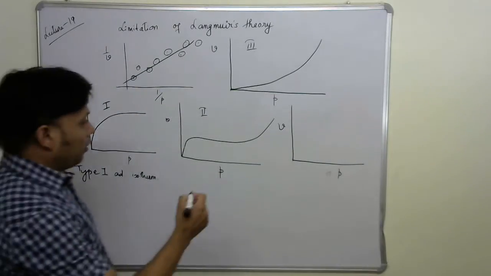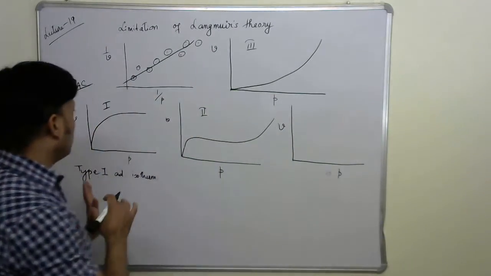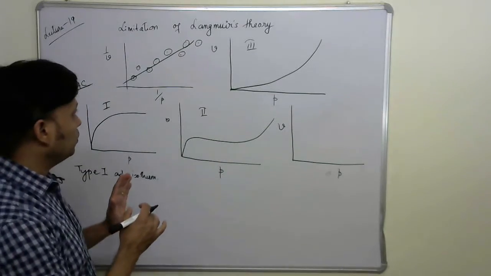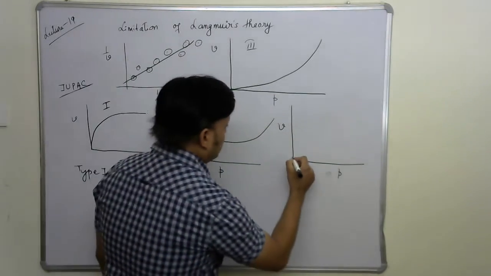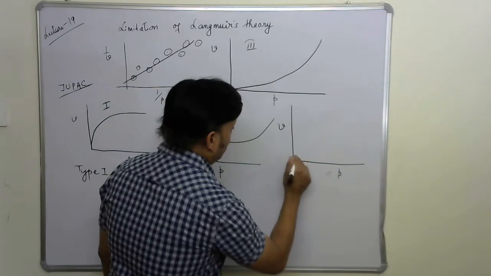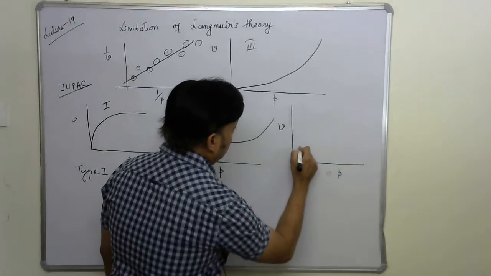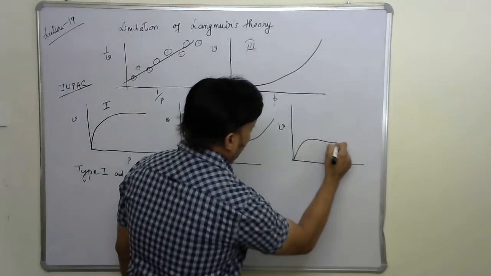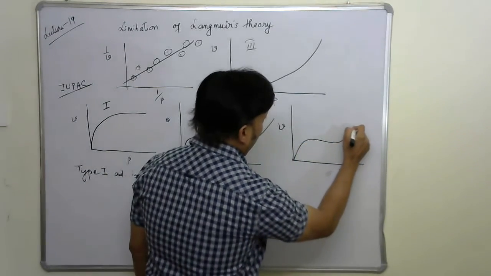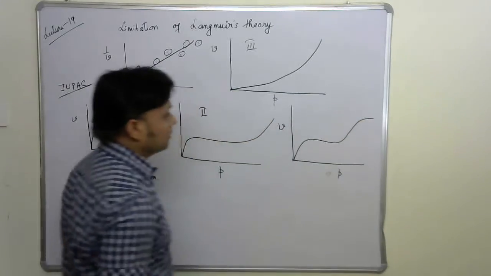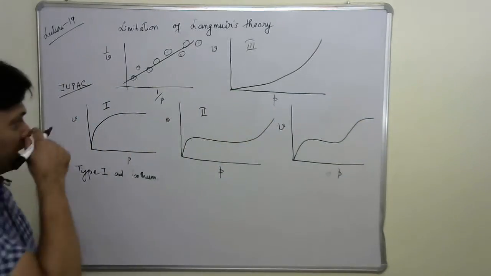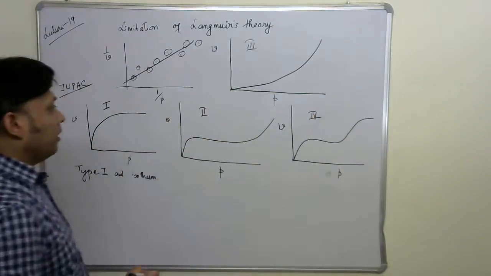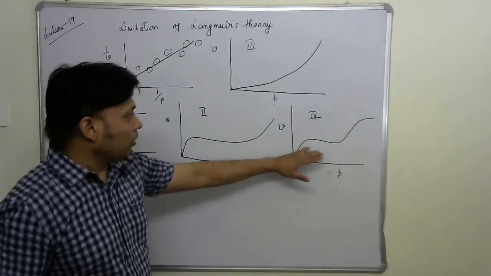So type 4 would be a kind of a mixture of type 1, type 2, etc. So the type 4 would become something like this. It would rise like this, and then again flattens out, and again it can have another rise, and again that gets flattened. Okay, so wherever we have this scenario, we call it type 4.